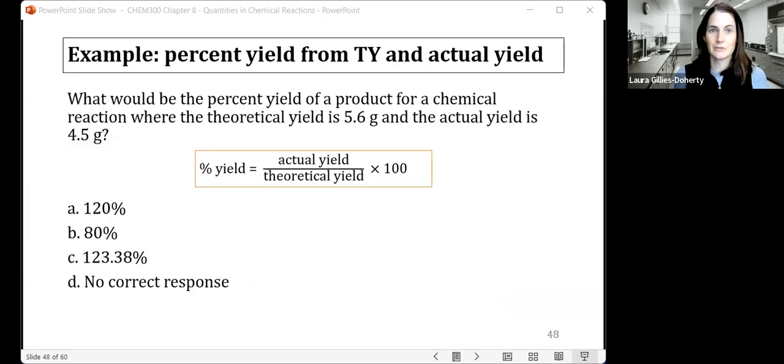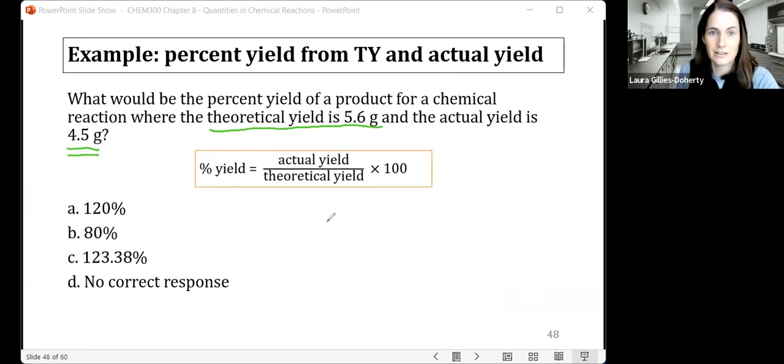So let's do a couple of examples with percent yield. What would be the percent yield of a product for a chemical reaction where the theoretical yield is 5.6 grams and the actual yield is 4.5 grams? So in this problem, we're given the theoretical yield. We already did some stoichiometry to calculate how much product we could make if all the limiting reactant was used up. And then what we actually got in the lab was 4.5 grams.